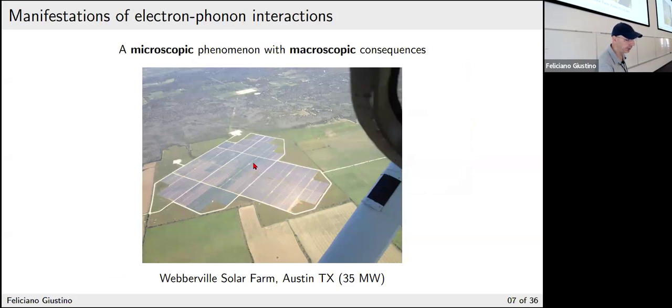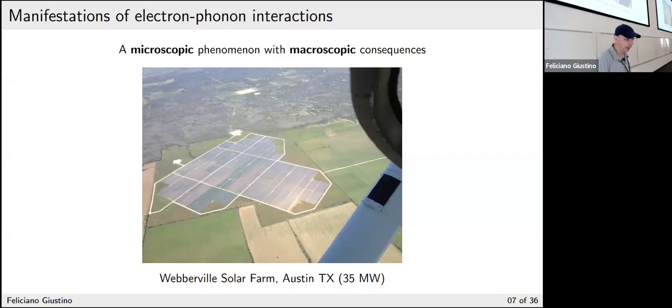Now, a third example. This actually is a photo of a field, which is sitting literally 3 miles that way. Okay, it's called the Weberville Solar Farm. It's a small solar farm of 35 megawatts here in Austin, Texas. It serves a small community around the edge of the town. And basically, this is just a bunch of silicon solar panels on the ground.